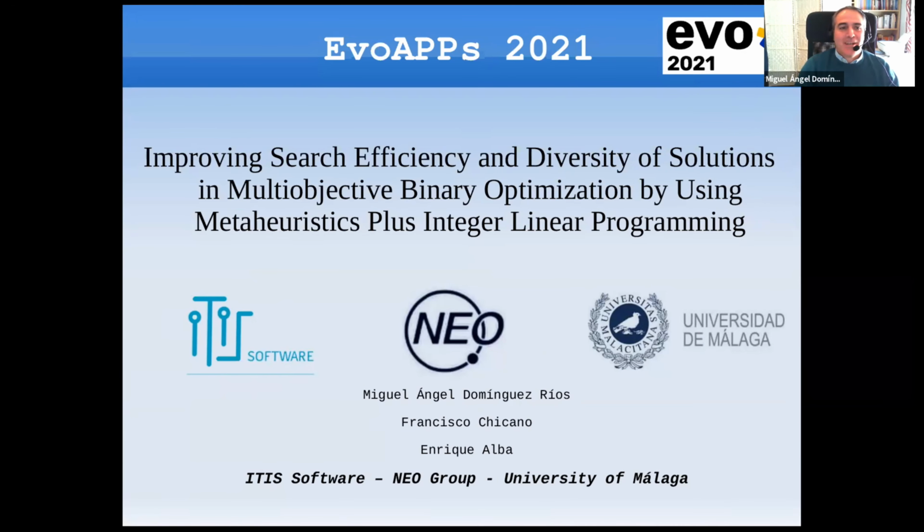My name is Miguel Ángel Domínguez. And this talk is called Improving Search Efficiency and Diversity of Solutions in Multi-Objective Binary Optimization by using Metaheuristics plus Integer Linear Programming, by me and my supervisors, Francisco Chicano and Enrique Alba.